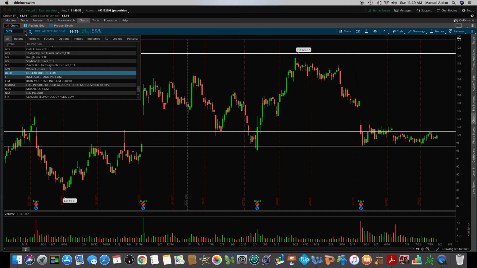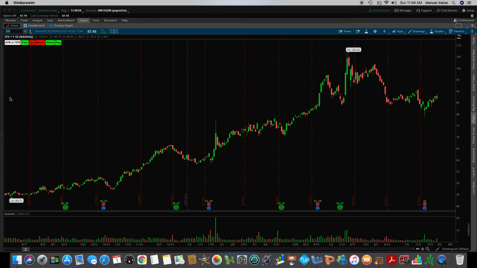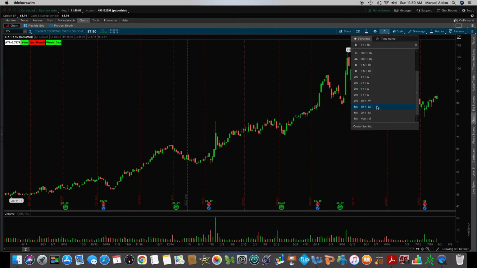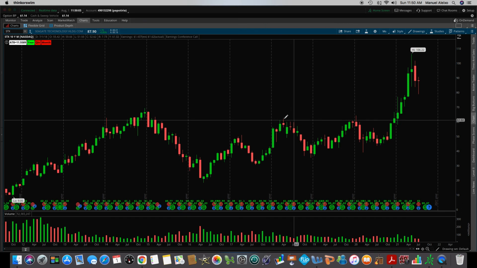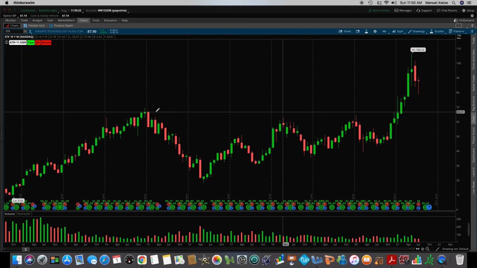Next stock is STX, Seagate Technologies. All right, so let's see here. Let's go to a monthly chart. So I'm going to a monthly chart. As you can see clearly on a monthly, I love going far out because it really paints the picture of where we're at. If you guys don't know how to read support and resistance, I promise you it's the most important tool. And you have to learn how to identify areas of support and areas of resistance.